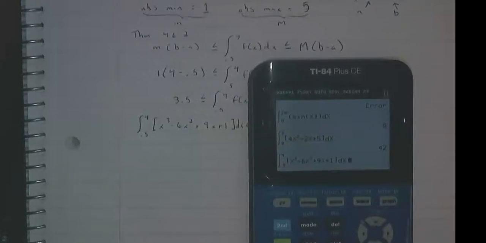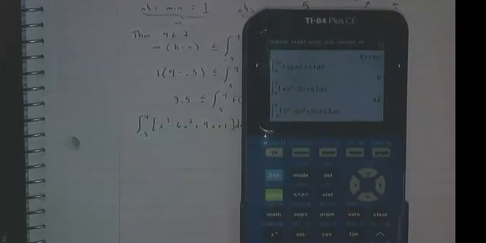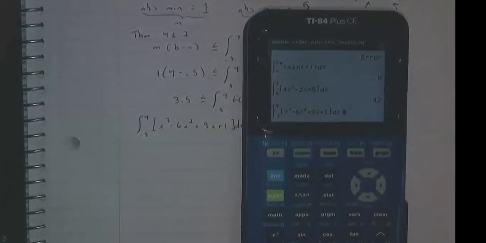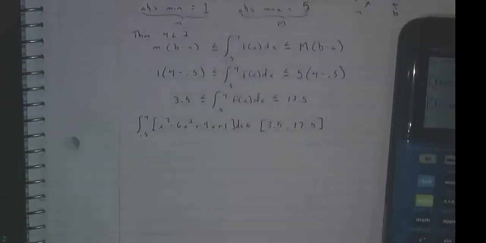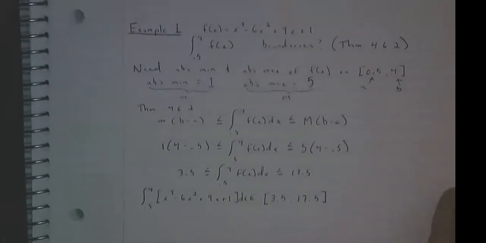Oh, and now the suspense is built because we've been looking at this blinking cursor, just wondering what's going to happen when we press enter. What's going to happen? Whew. 10.6. Is 10.6 between 3.5 and 17.5? Oh, you betcha. And so we have some reassurance that this theorem is worth its salt.